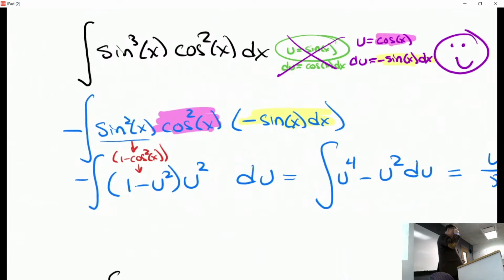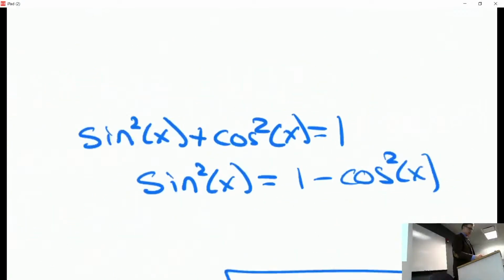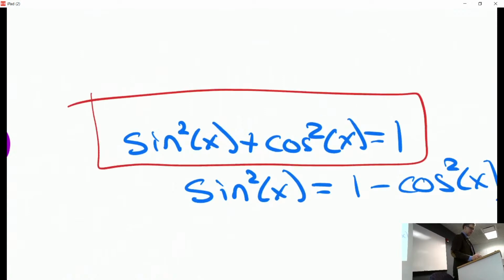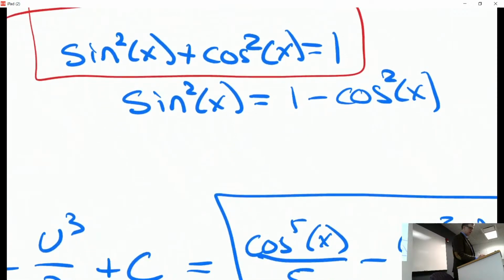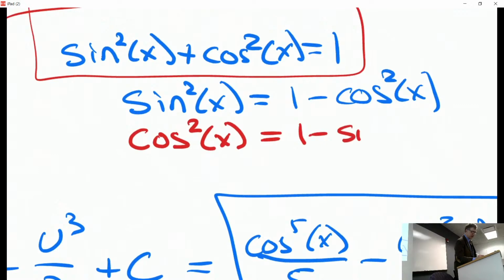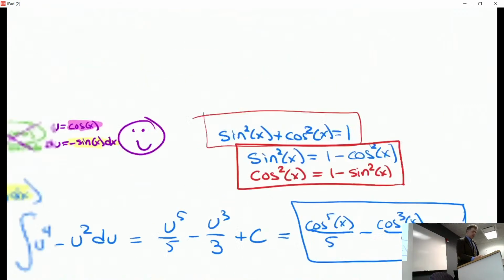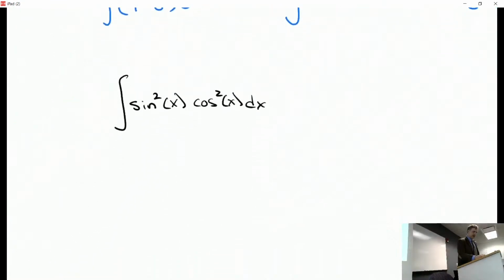Okay, so be aware that you can use substitutions like that. This is the biggie right here: sine squared plus cosine squared equals 1. And the most common way it's used is either as changing sine squared into 1 minus cosine squared, or changing cosine squared into 1 minus sine squared of x. So those two are going to be super useful. All right, we're moving on because we saw that there was another, there it is.